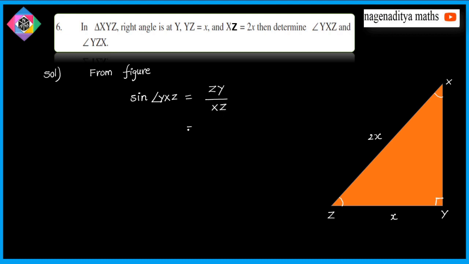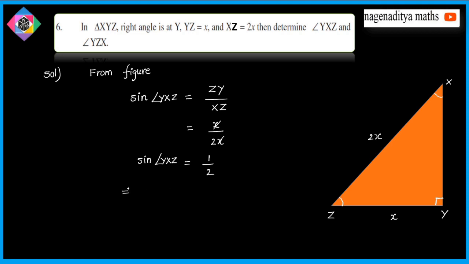So this is equal to, the value of ZY is X and the value of XZ is 2X. So the X's cancel, and we have 1 by 2 remaining here. Therefore sine of angle YXZ is equal to 1 by 2.